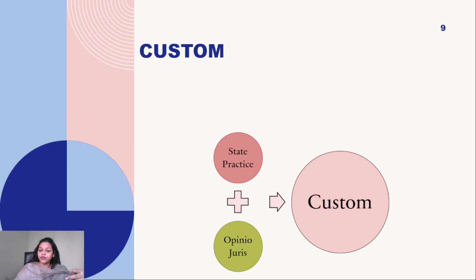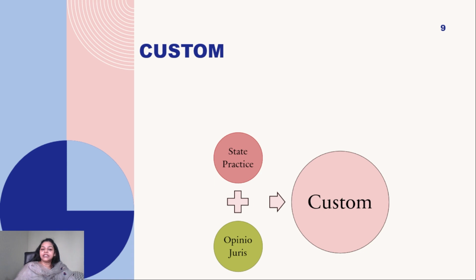As I said, there are two elements. State practice is not enough. State practice is one element of custom. The other element is opinio juris. Opinio juris, where J is silent. Opinio juris means accepted as law. So I said the two phrases which must be focused upon: one is general practice, which is state practice, and another is accepted as law, which is opinio juris. So opinio juris literally means accepted as law, or something which has the force of law.